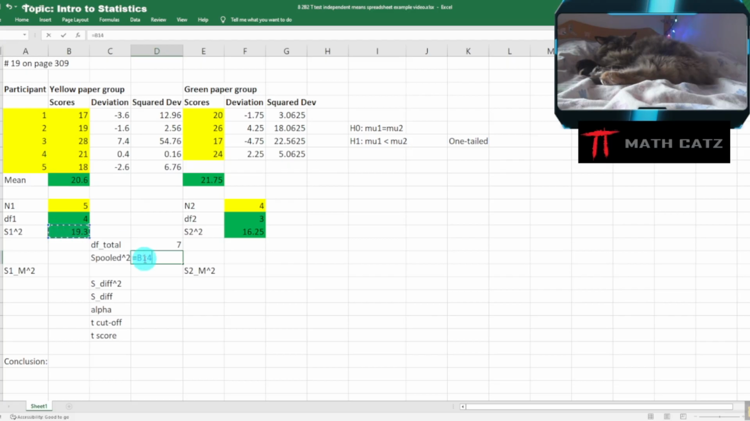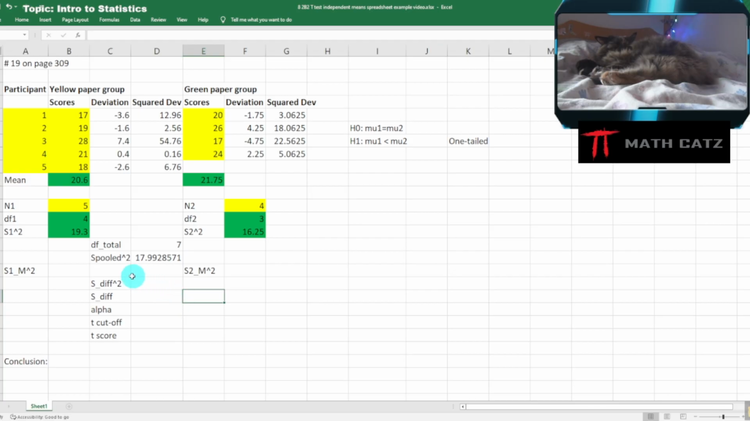We're going to take the first one and then multiply its degrees of freedom divided by the total. And I'm not copying this to anywhere, so I don't care about fixing any cells, plus the next variance times its degrees of freedom divided by the total. And we get our 17.99 in this case.